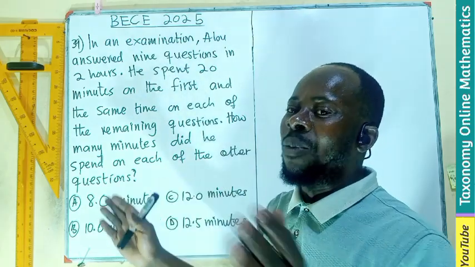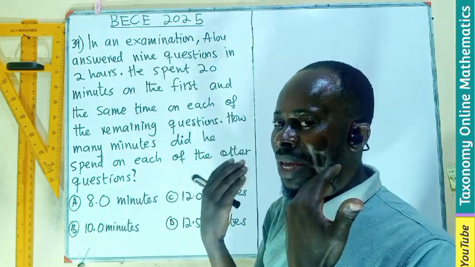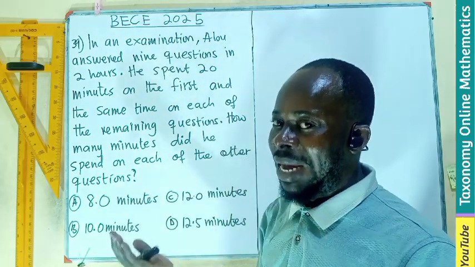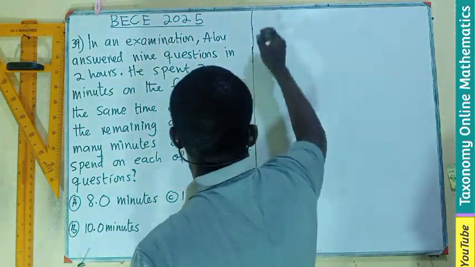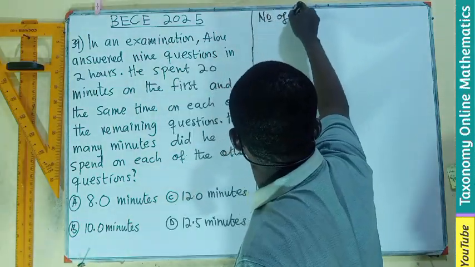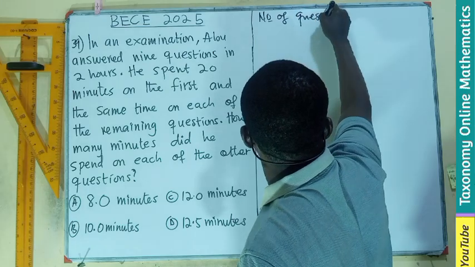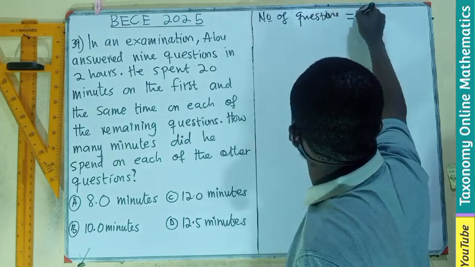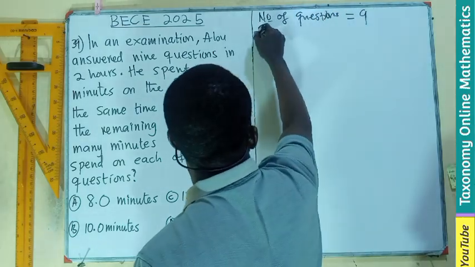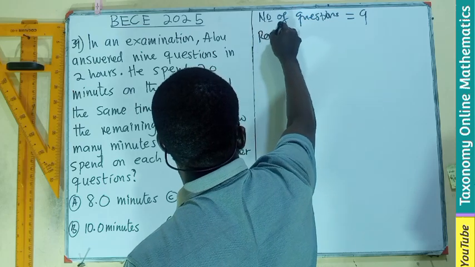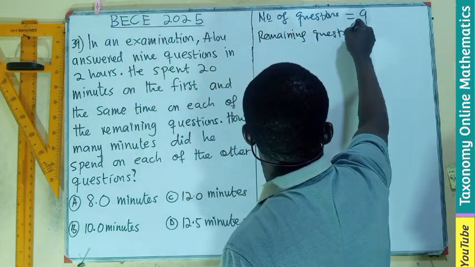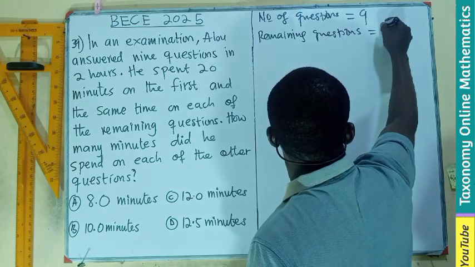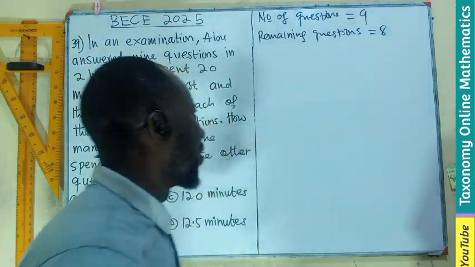So let's see how many minutes. I think with that, you can be able to think of an answer by now, but let's put it into calculation. So let's see, number of questions, which is going to be 9. Remaining questions is going to be 8, which is 1 minus that.